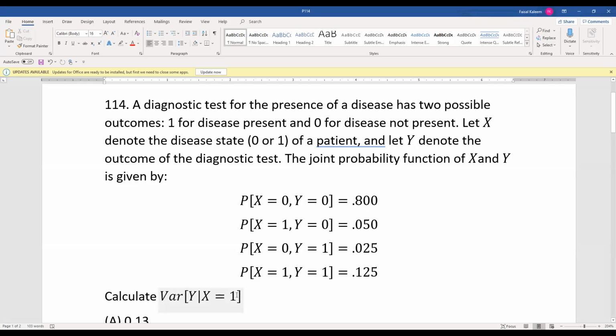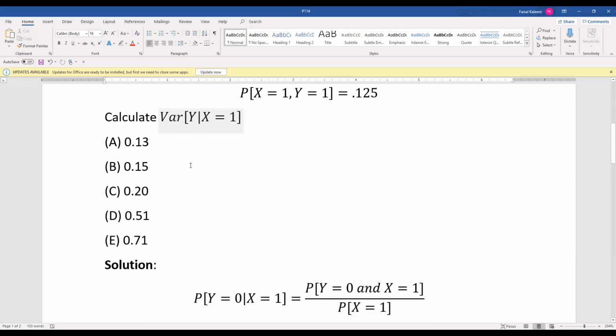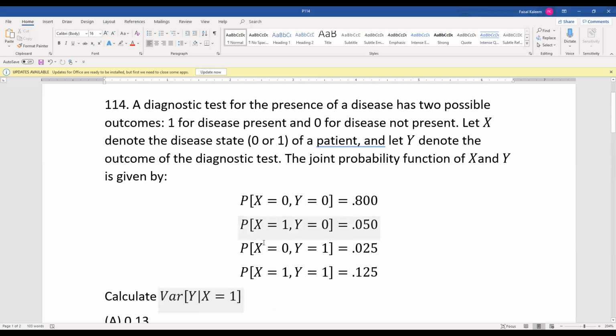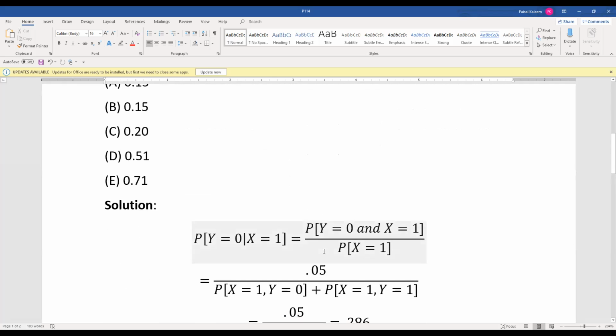So it's just a usual variance problem, but everything will be done at X equals 1 fixed. You know that to get the variance by calculator, you need the possible values of Y and their probabilities. Here the only difference will be the possible values of Y given X equals 1 and their corresponding probabilities. We can clearly see that when X is 1, the values that Y can take are 0 or 1. And we just need that information.